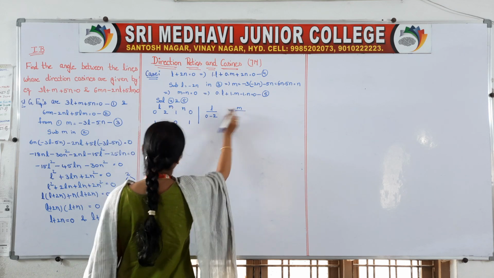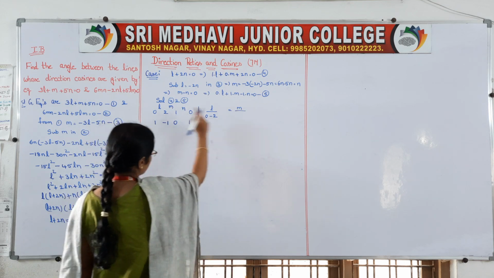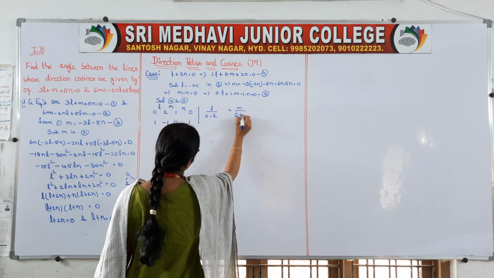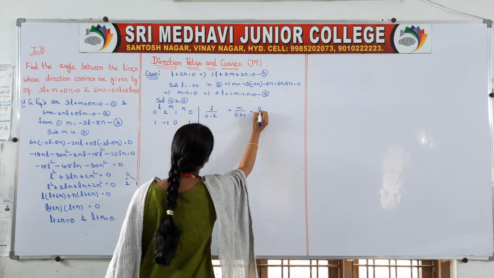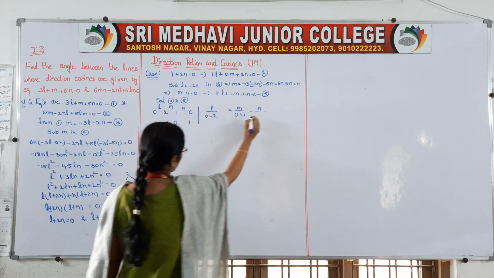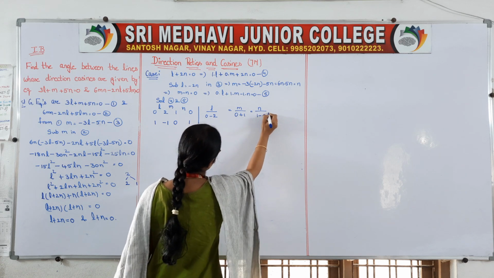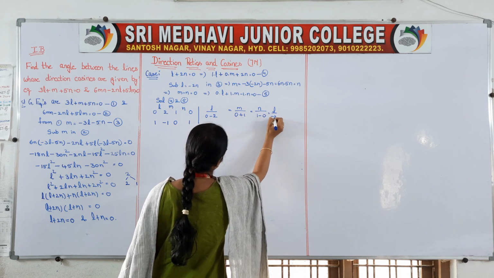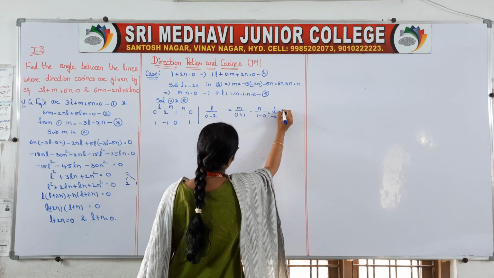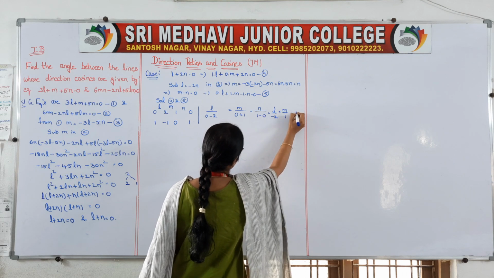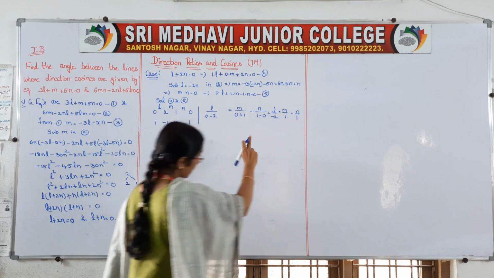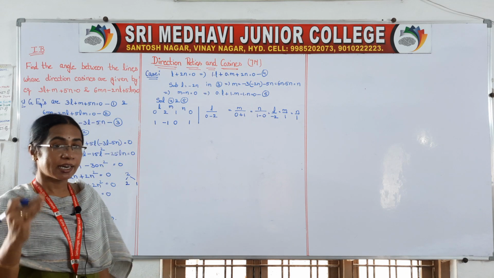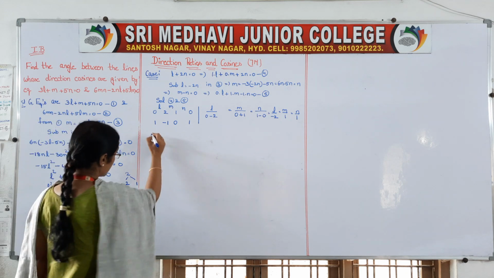Now, L divided by 0 into this, 0, this is 1 into 2, 2, right? Next, M by this into this minus this into this, 0 minus of minus plus. Next, N by 1 into 1, 1 minus 0. So L by minus 2 is equal to M by 1 is equal to N by 1. These downward values are called direction ratios.